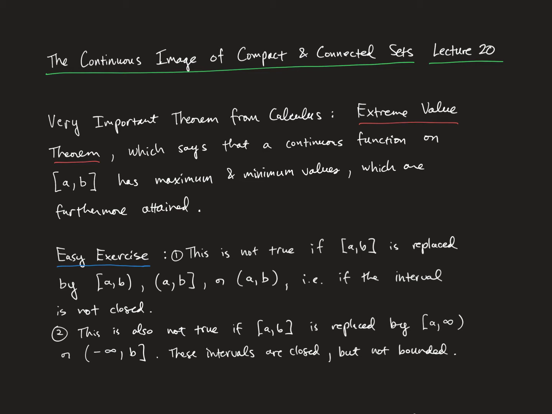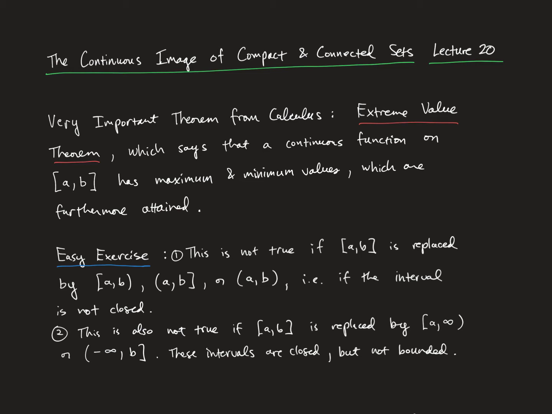So to motivate this, recall the very important theorem from calculus known as the extreme value theorem. The extreme value theorem says that if we have a continuous function on a finite closed interval from a to b, then this function has maximum and minimum values. So the function can't go to infinity or negative infinity. And furthermore, those values are attained. There are numbers in this interval for which the value of the function on those numbers is equal to the maximum and minimum values.